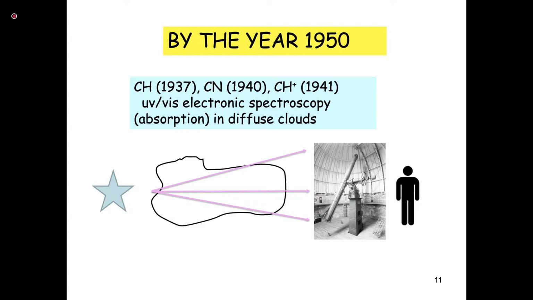And the experiment was electronic spectroscopy. That means in the visible. So you have a star, and the starlight goes into a diffuse cloud. Much of it goes through the cloud, but some of it is actually absorbed. And from the absorption frequencies or wavelengths and also laboratory work, the molecules were assigned.